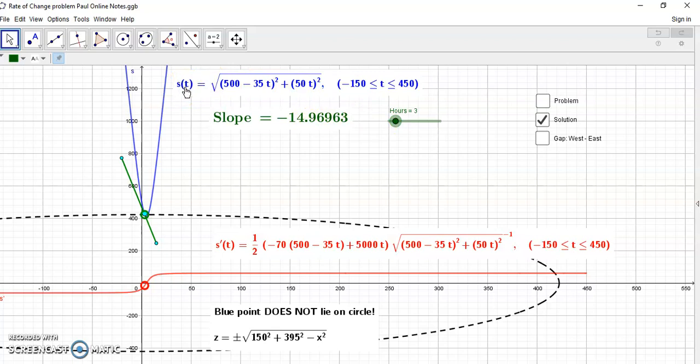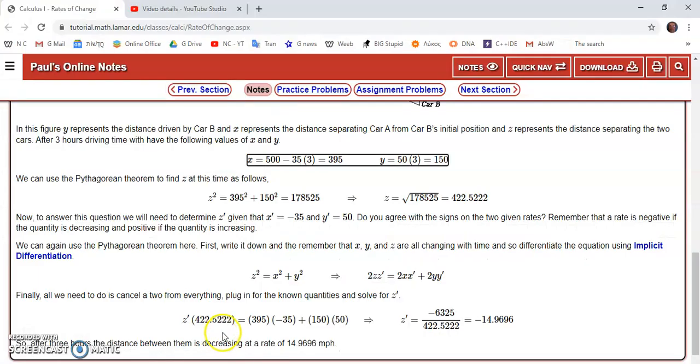So all I've done here is I've parameterized the distance function, so that I'm working exclusively in terms of t. And that makes it much easier because I can differentiate this function to get this red function down here. And all I have to do is put 3 into this derivative, and it will tell me that the slope is minus 14.96963, which is the same as what is found over here.